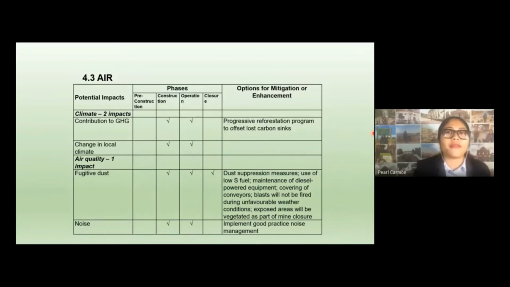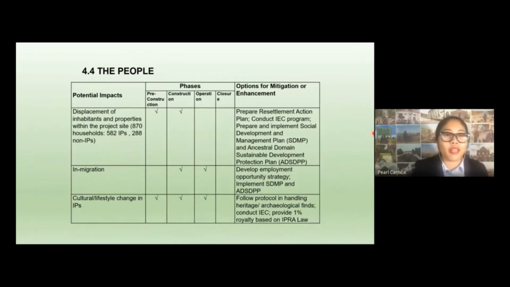And of course, they also have activities for mitigation or enhancement. For the people, they have displacement and in-migration, because there will be people working in the mining company who came from other provinces or other municipalities. And of course, cultural or lifestyle change in the IPs, if IPs are living in the area where they are doing the project. But basically, since it's in Sultan Kudarat and mostly on the southern part of the Philippines, there are IPs that are still living in these areas.